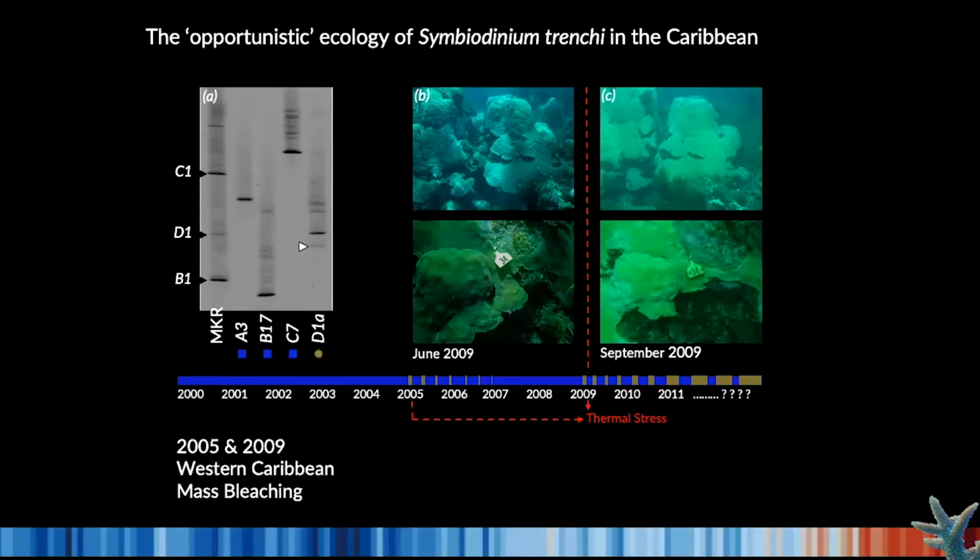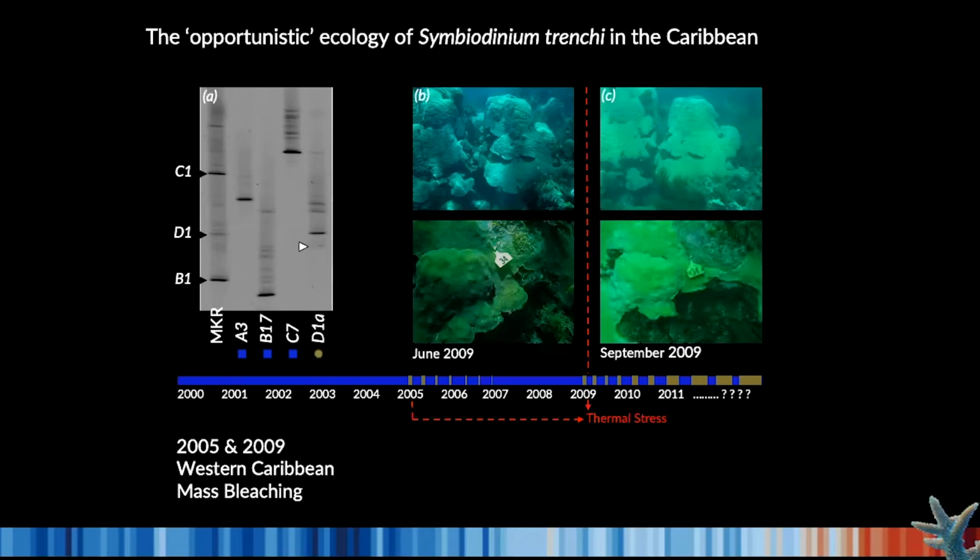And I saw this rise of D1A, and it didn't revert back though. By the time I left in 2012, a lot of the colonies there were still dominated by Trenchi. And I know Bill's lab went back there in 2018, and there was still a lot of Trenchi. So what's going on? Is this thing here to stay? Is it conferring thermal tolerance to the host, and is that a good thing?